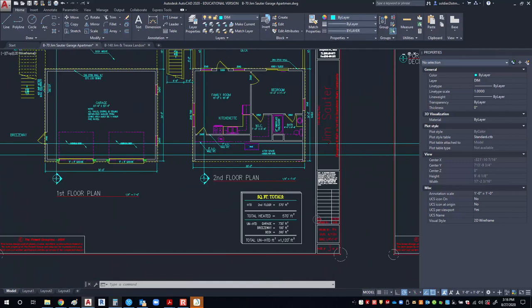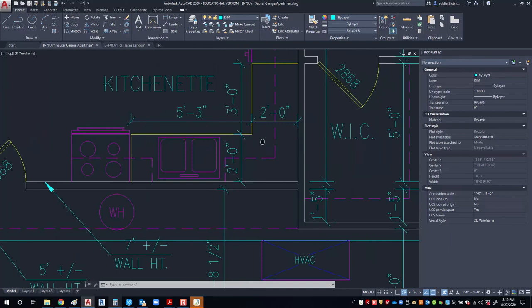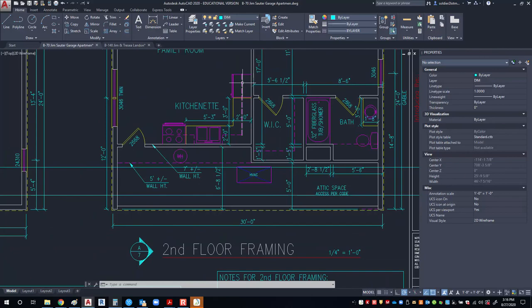So let's go back down here to the section. What is above that? Look at that, it's kitchen cabinets. I can't see those. They're not in the screen, so I show them as a dotted line. Okay, so there is that.